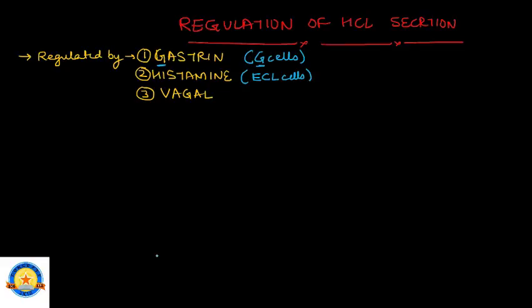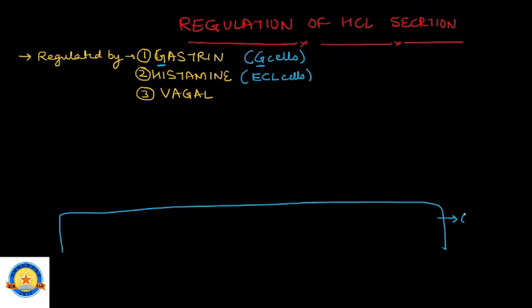How will we learn? So this is a particular cell. It has certain receptors. Which cell is this? This is the oxyphil cell only.